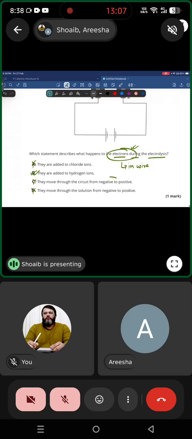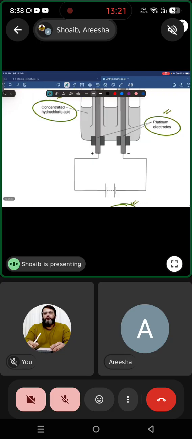And I was considering this one. This was not correct here. The flow is from the positive to the negative. The anode will flow the electrons. The electrons will flow from the positive terminal, from the anode, and to the cathode. The electrons will flow like this.